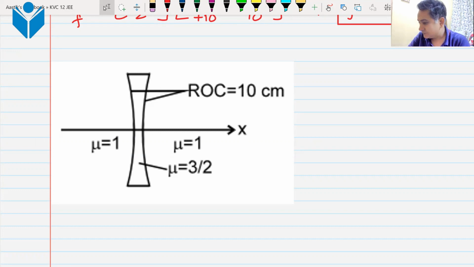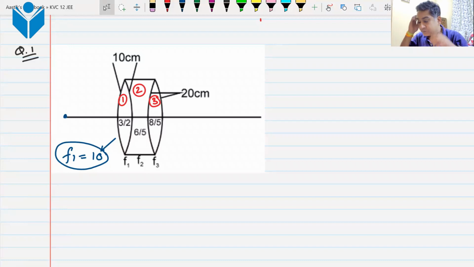Sir, we got answer 100 by 13. Chalo, thank God. I'm so happy. I'm not so happy with the answer. I'm happy that you are trying. So, F1 is 10. One thing done.